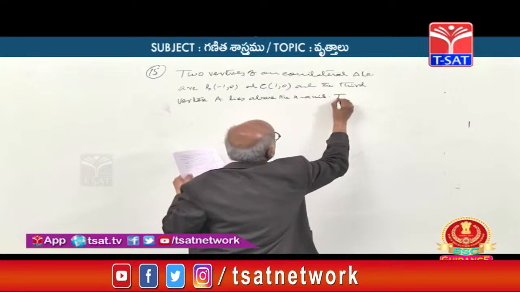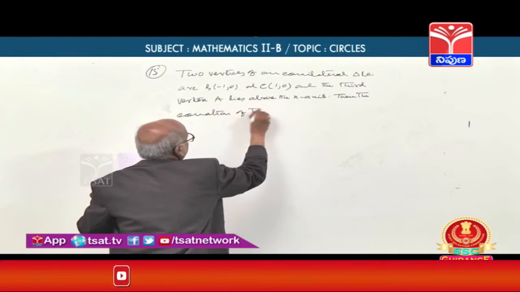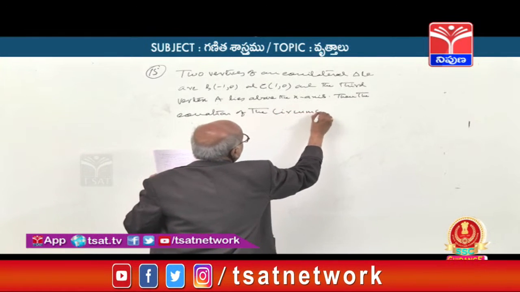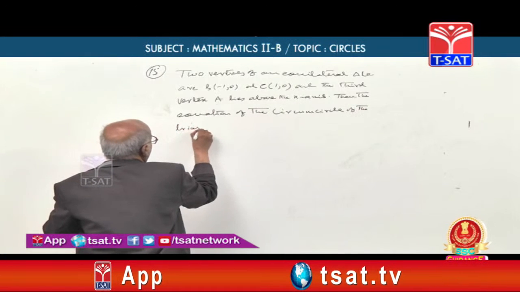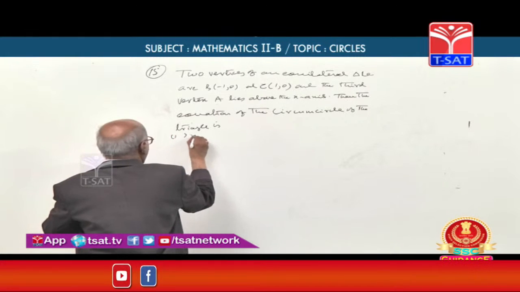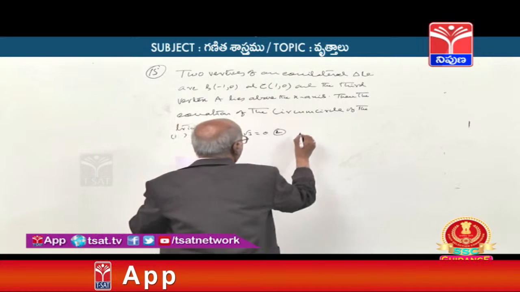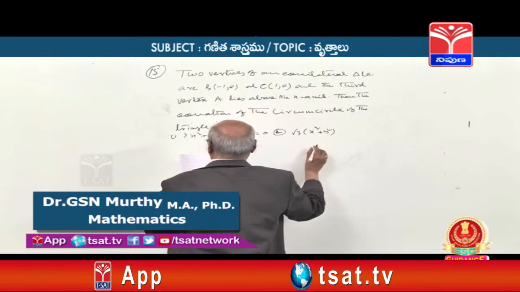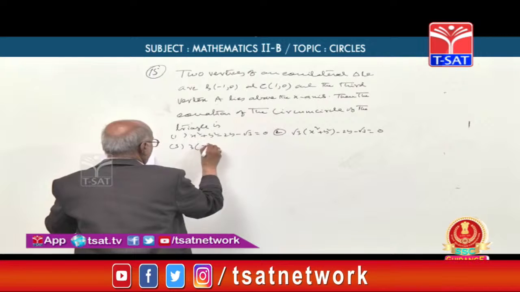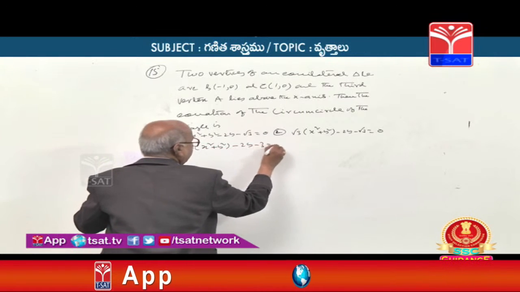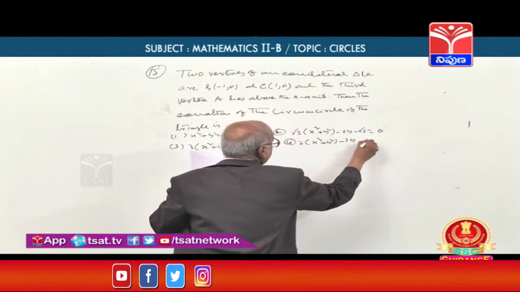Then the equation of the circumcircle of the triangle is: 1, x square plus y square minus 2y minus root 3 equal to 0; 2, root 3 into x square plus y square minus 2y minus root 3 is equal to 0; 3, 3 into x square plus y square minus 2y minus 3 equal to 0; 4, 2 into x square plus y square minus 2y minus 3 is equal to 0.